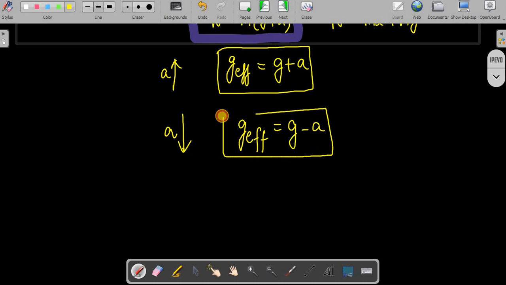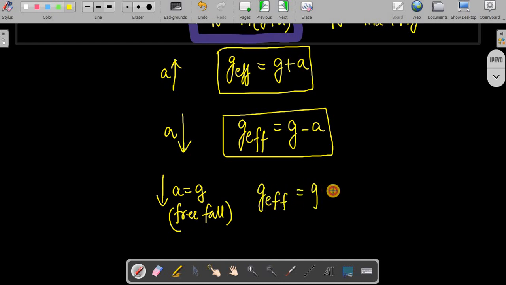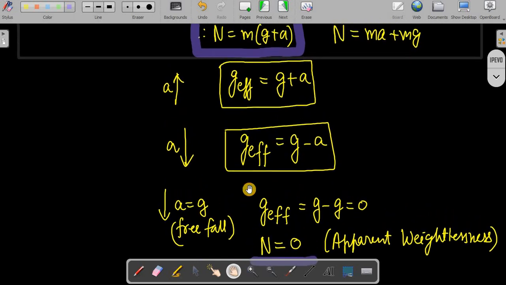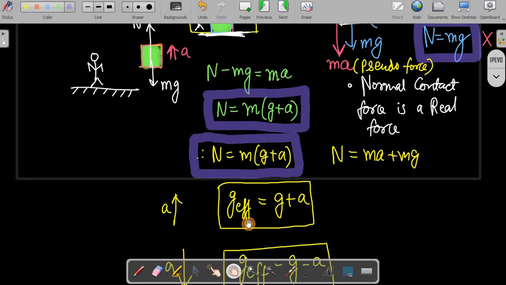And what will happen if it is free fall? Free fall means a becomes equal to g. This is free fall, right? So then g effective becomes what? g minus g becomes equal to 0. So in this case the normal will become 0. This is called apparent weightlessness. So these are certain concepts which we can apply in the problems.